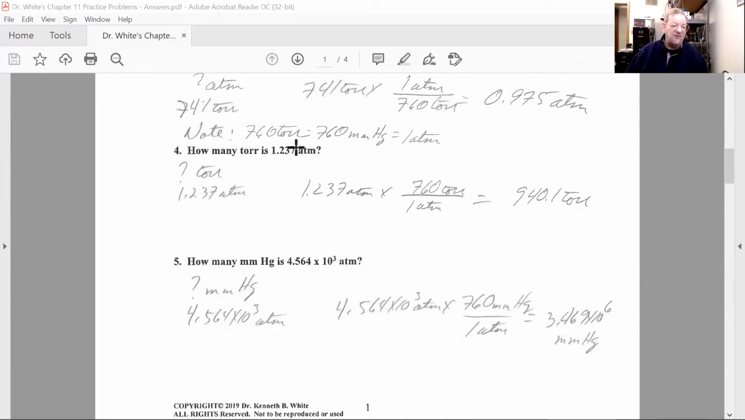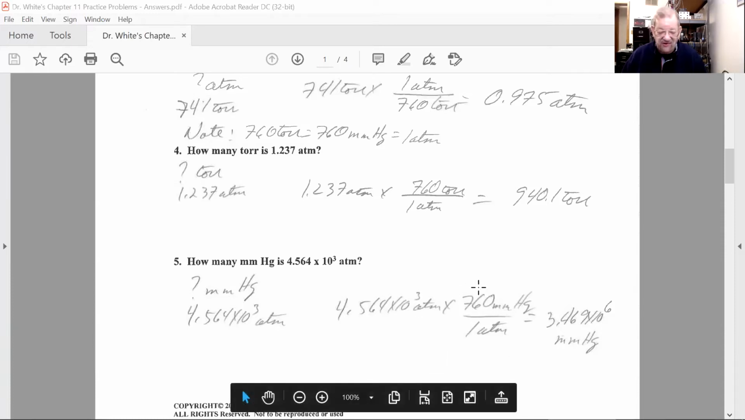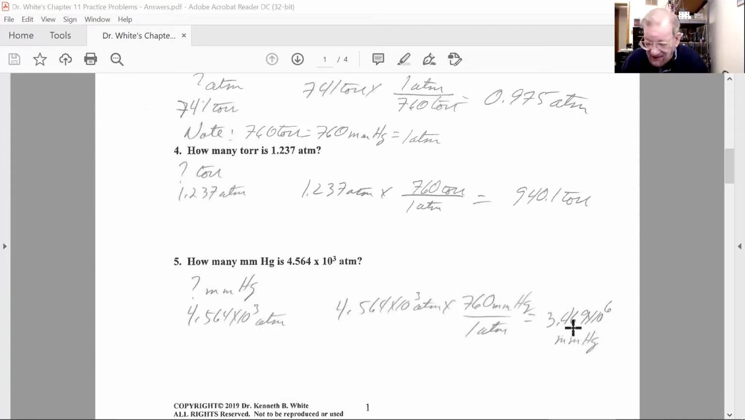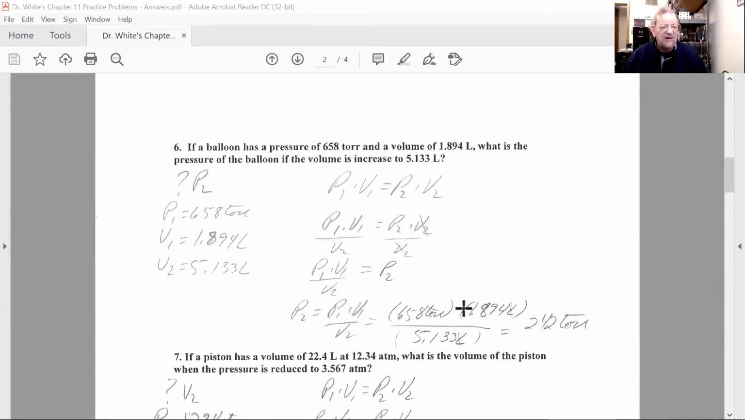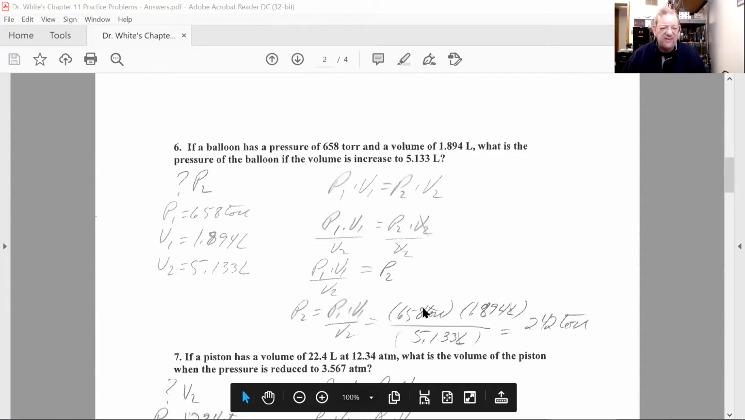Oh, look, someone was nice enough to write on this piece of paper, 760 millimeters of mercury equal 1 atmosphere, 760 millimeters mercury per 1 atmosphere. Atmospheres cancel out. These are exact numbers. 4 significant figures. It's sort of hidden in there, but it's 3.469 times 10 to the 6, 4 significant figures. All right, let's go on to the next problems.